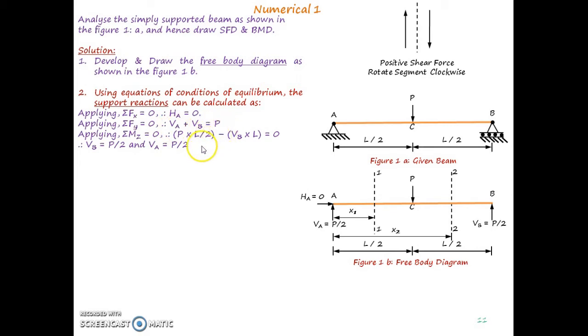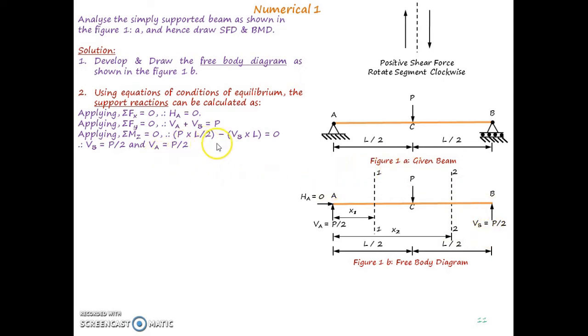is equal to P. Now, by applying summation M about a particular support equal to 0, for example if we take summation M about A equal to 0, then for this force P, its moment about A will be P into L by 2, and the moment of reaction VB about A will be VB into L. So the equation will become P into L by 2, as it is clockwise, considering it as plus, and minus due to VB, that will be VB into L anticlockwise.